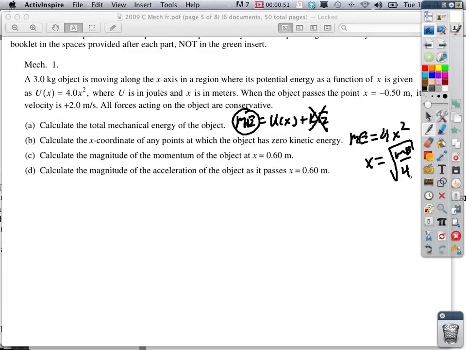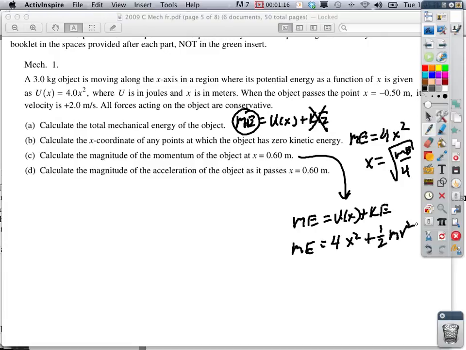Then calculate the magnitude of momentum of the object. So for this one, at that point, we can say, once again, ME equals U of X plus KE. So then we know ME, it's a specific value. I don't know what it is, but just get it up here. And then U of X is 4 times X squared, and then this is 1/2 MV squared.